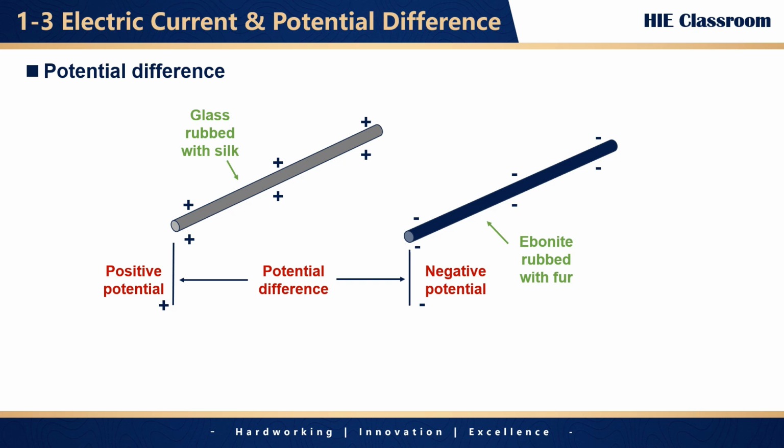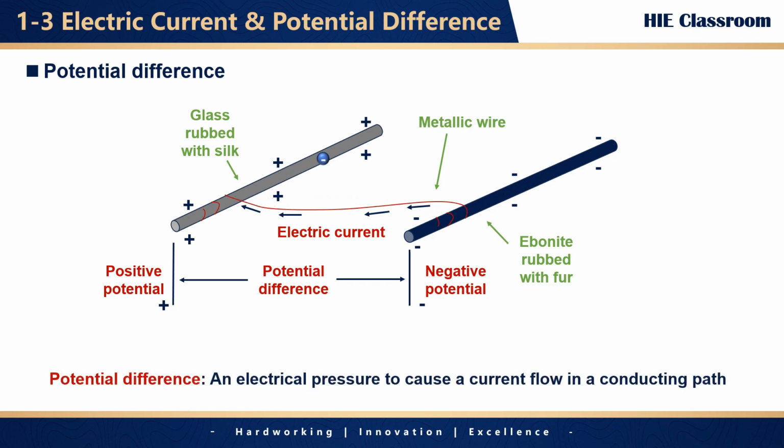Now think of the potential difference as electrical pressure to make something happen. Give it a path, like a metallic wire that conducts. The pressure turns into an electric current flowing from one side to the other. It's like flipping a switch and letting the energy loose. Here's a twist. Even two bodies with the same charge, like two negative ones, can have a potential difference if one is charged up more than the other one.